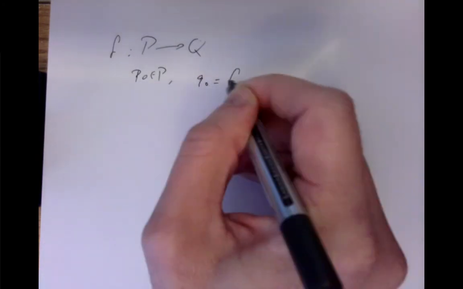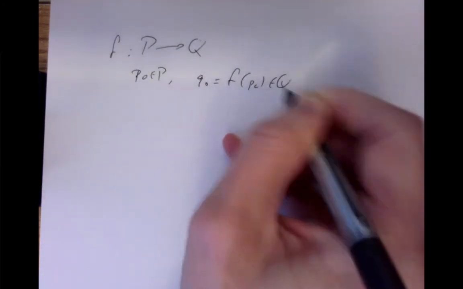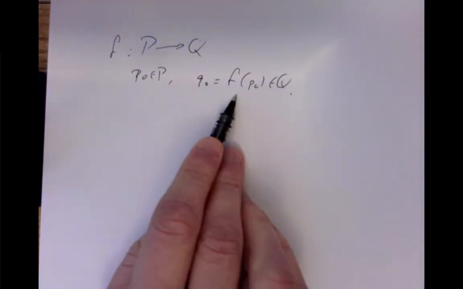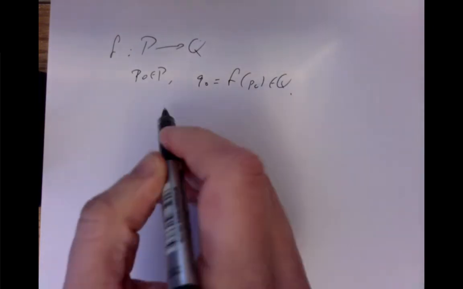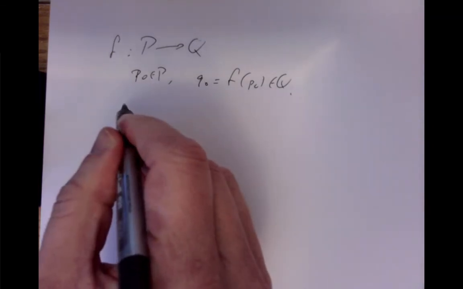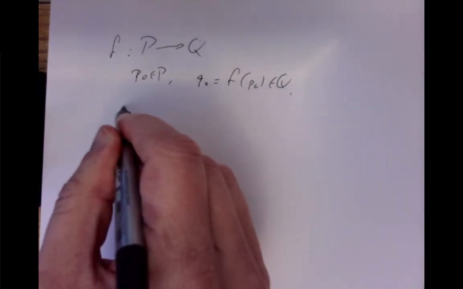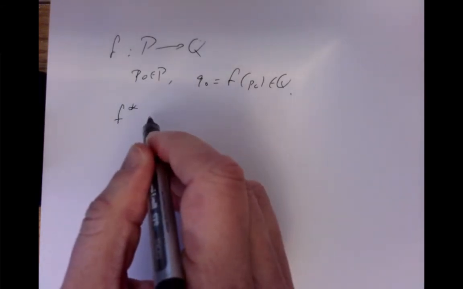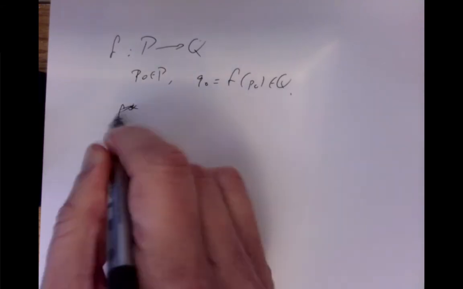Let's suppose we take some smooth map of manifolds, and we take some coordinates. And so let's pick some point P naught in P, and a corresponding Q naught, which is F of P naught, in Q, so a smooth map of manifolds. First, let's just abstractly, without even taking any coordinates, let's define a map on cotangent vectors, and it's going to be defined simply by the dual map on the vectors.